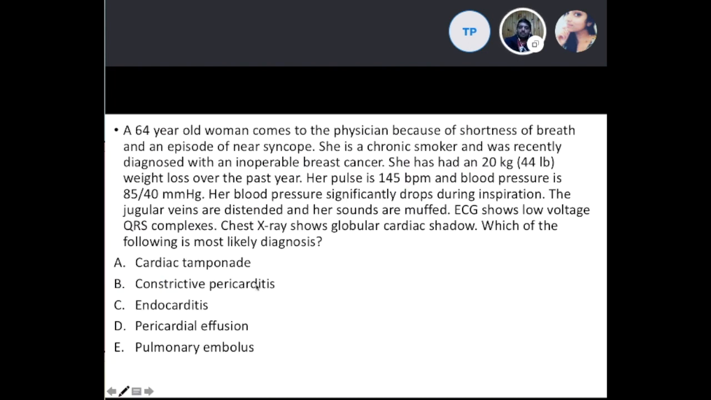Second one's a 64-year-old woman who comes to the physician because of shortness of breath and an episode of near syncope. She is a chronic smoker and was recently diagnosed with an inoperable breast cancer. She's had a 20 kg or 44-pound loss over the past year. Her pulse is 145 and blood pressure is 85 over 40. Her blood pressure significantly drops during inspiration. The jugular veins are distended and her heart sounds are muffled. ECG shows low voltage QRS complexes. Chest X-ray shows a globular cardiac shadow. Which of the following is the most likely diagnosis?